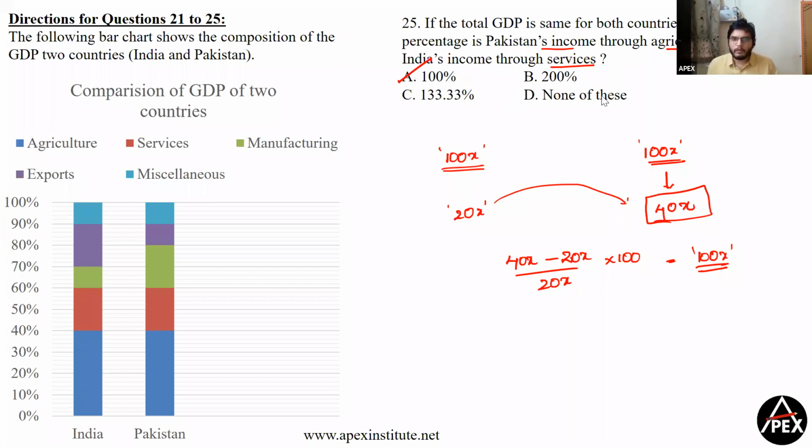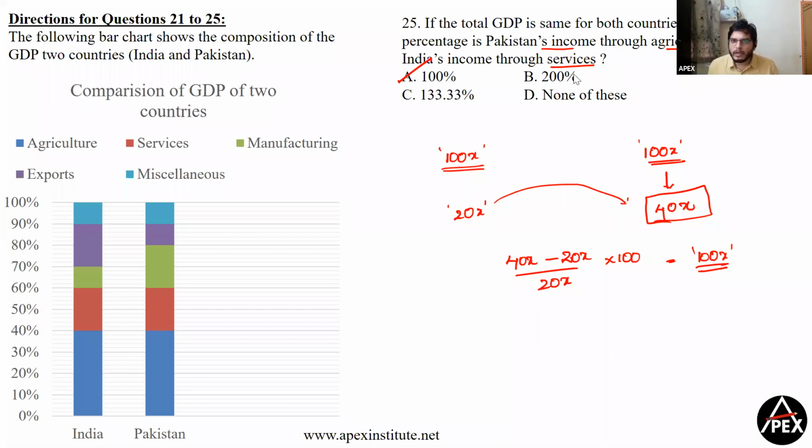Why 20x and 40x? Because it is given that GDP is the same for both countries. So let me consider 100x. The GDP of both countries be 100x. Okay. Then what is Pakistan's income through agriculture? Pakistan's income is 40% of the GDP through agriculture, isn't it? So it will be 40x here.